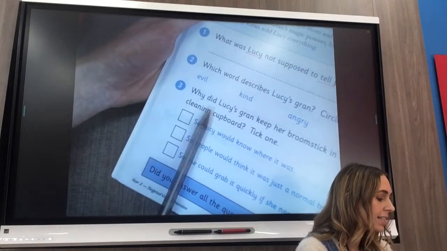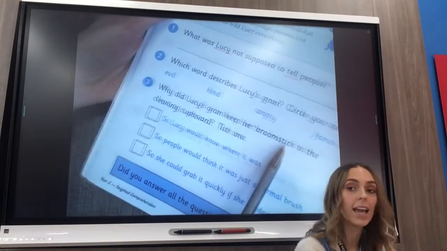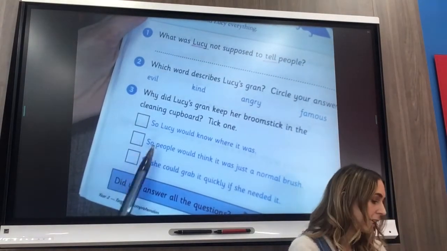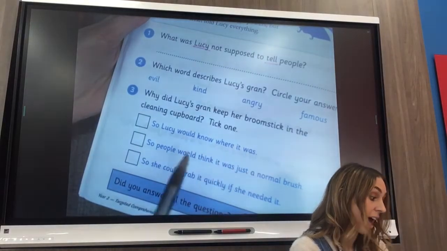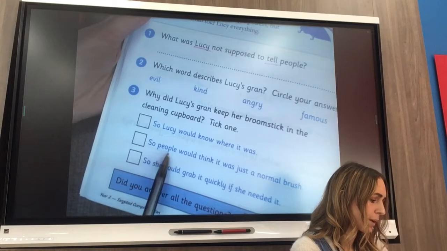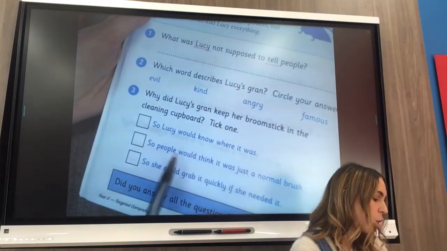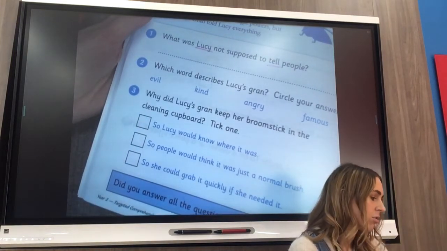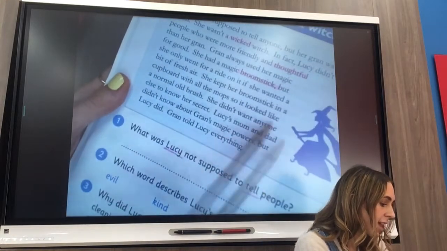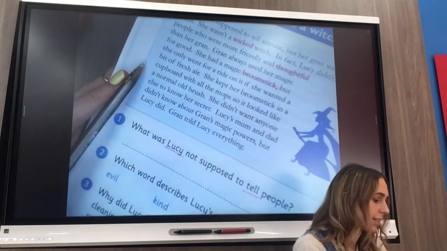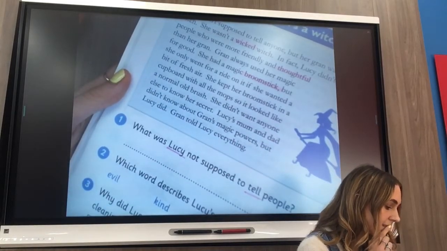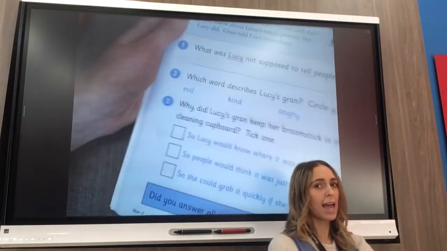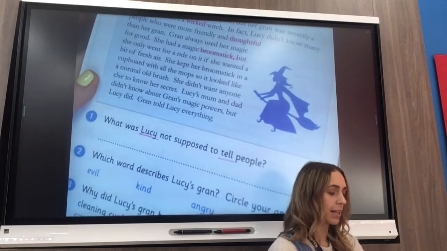And number 3, why did Lucy's gran keep her broomstick in the cleaning cupboard? Tick 1. So she kept it in the cleaning cupboard so Lucy would know where it was. She kept it in the cupboard so people would think it was just a normal brush, or she kept it in the cupboard so she could grab it quickly if she needed it. Ooh, which one was it? Now I think it was in the second part of the text where we could find our answer for this. So make sure you tick the one that you think it might be. Don't just guess, okay? Look at your text to give you the answer.